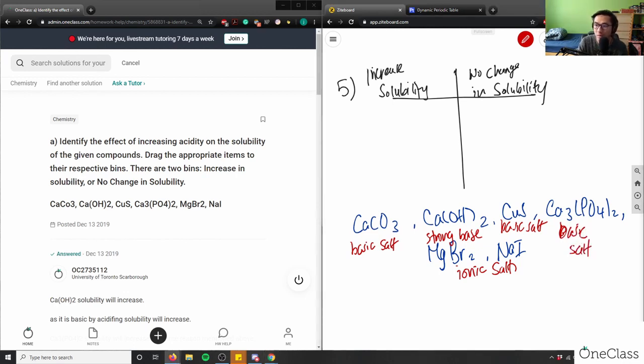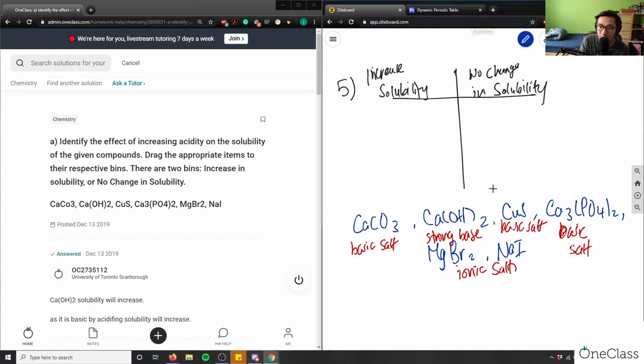So what does that mean? So when I increase the acidity on solubility of the compounds, if I increase the acidity, I would increase the solubility. So if I increase something that's a strong base already, by acidifying that base, or if I'm increasing acidity, the solubility will also increase. You can think of it as a neutralization reaction here. So calcium hydroxide here, I would say this will increase its solubility.